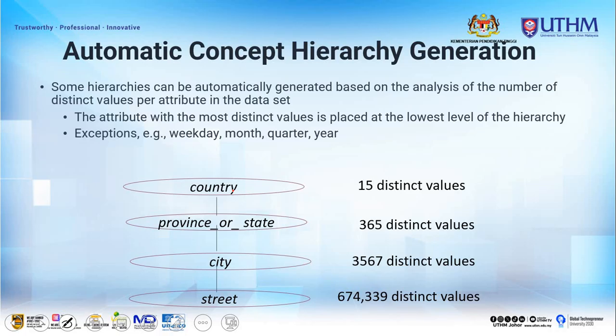With weekday, month, quarter and year. So for example, country, we have 15 distinct values. Inside country, we have states, 365 distinct values. Inside a state, we have a city where we have 3,567 distinct values. And the street, under a city, we have like 674k distinct values. So this is how we have the automatic concept hierarchy generation.